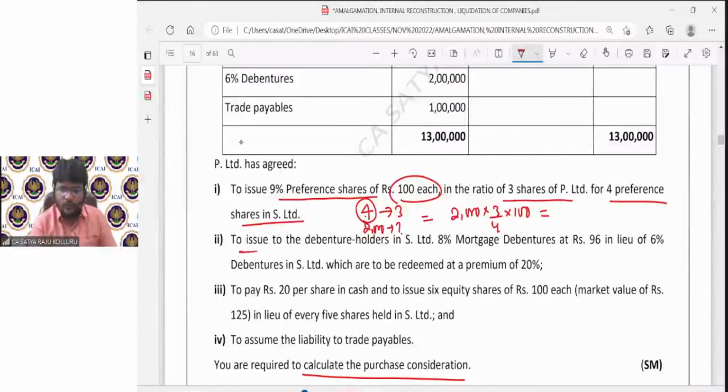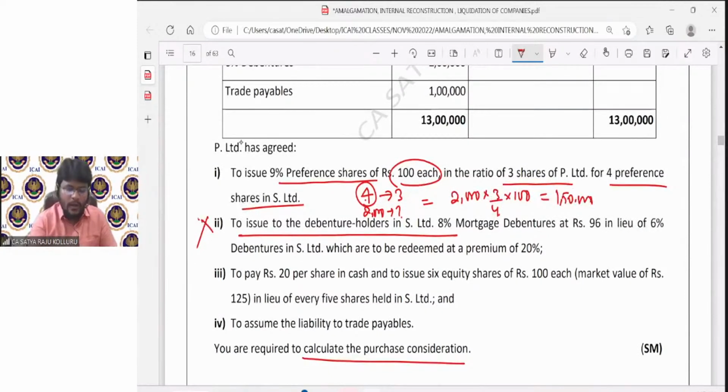To issue to the debenture holders in S Limited, whatever amount is payable to the debenture holders, we should not consider. This amount is 1,50,000, which I got from our students. So point number 2 we do not consider at all, because we consider only the amount payable to the shareholders of the selling company. Don't consider point number 2.